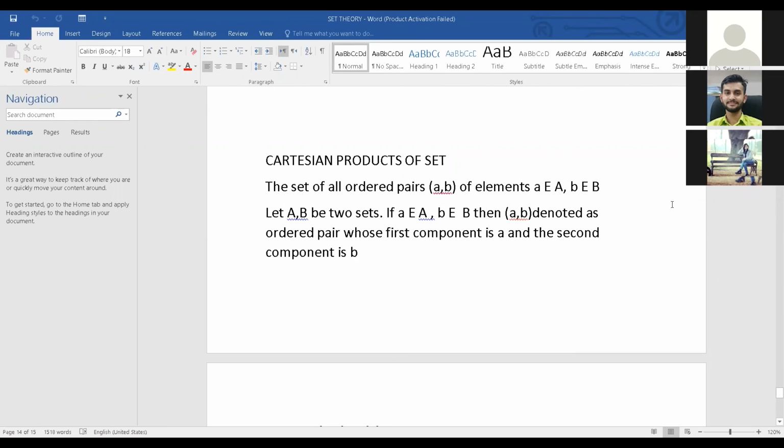Now the last one we have is the Cartesian product of sets. It is the set of all ordered pairs (a, b), where a is an element of A and b is an element of B. Let A and B be two sets. If a is an element of A and b is an element of B, then (a, b) is denoted as an ordered pair whose first component is a and the second component is b. I'll explain that in an example.